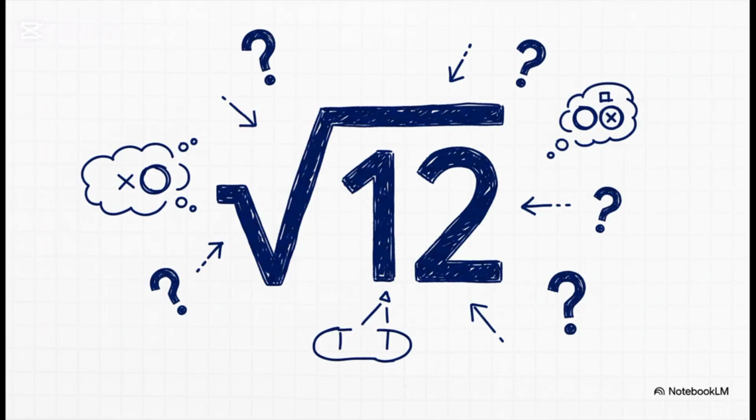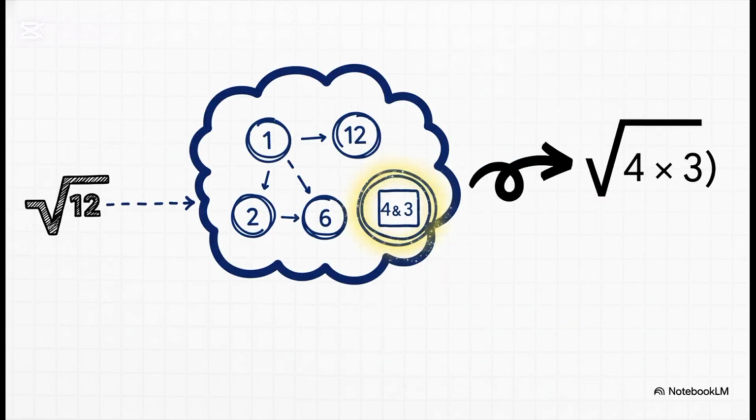Okay, let's do one together. Let's try simplifying the square root of 12. Okay, step 1. Let's think about the factors of 12. We've got 2 times 6, 1 and 12. But what about 4 and 3? 4, that's our perfect square. That's the one we want. So we rewrite the square root of 12 as the square root of 4 times 3.